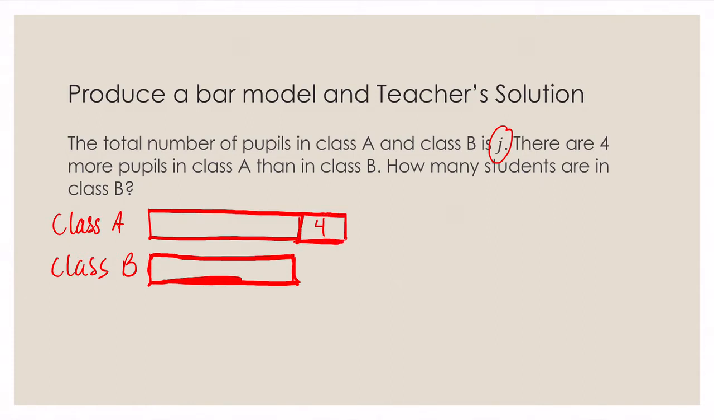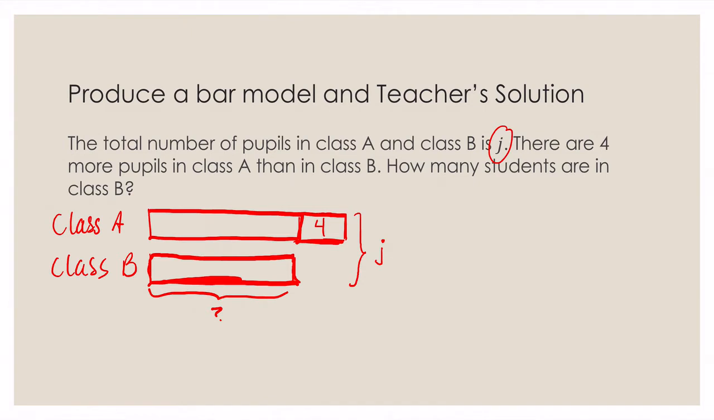Now what we need to do is find out how many students are in Class B. Well, we have a couple of other pieces of information. We know that all of the students together are J, so we'll put a brace here and put J. And we need to put our question mark on. We know that we want to know how many are in Class B. So our arithmetic will involve just variables.